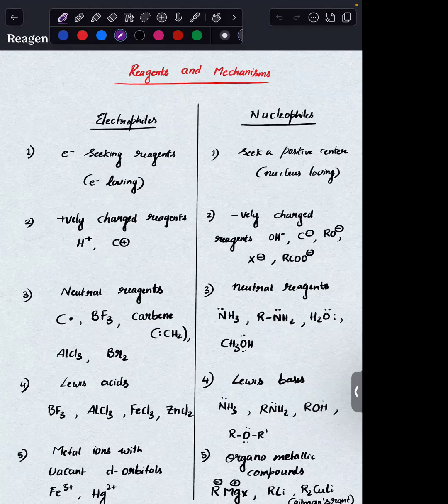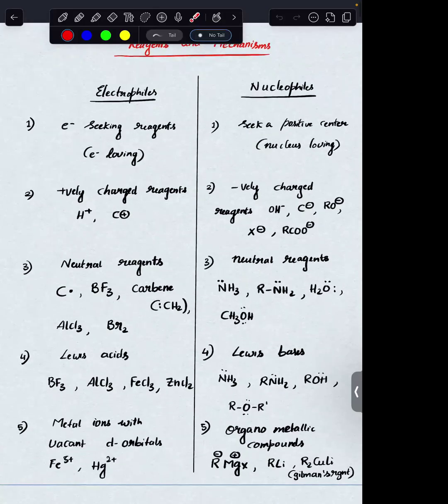So we'll be starting with reagents and mechanisms. We already understood the basic difference between electrophiles and nucleophiles and how to understand a given thing as an electrophile or a nucleophile, right? So I have listed out again a few differences between electrophiles and nucleophiles. Let us quickly go through this and we will move on to the chapter.